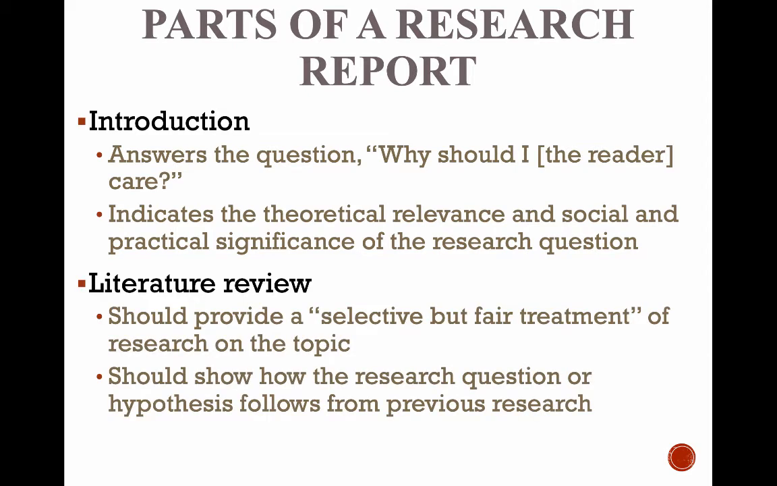In the literature review section, this is where you should provide a selective but fair treatment of research on the topic. Selective but fair, meaning you don't include every research study in the history of time, but you include enough of them that there's a pretty good summary of what the overall arguments are. You're not just cherry picking or excluding things that are main arguments from that particular discipline or topic, right?